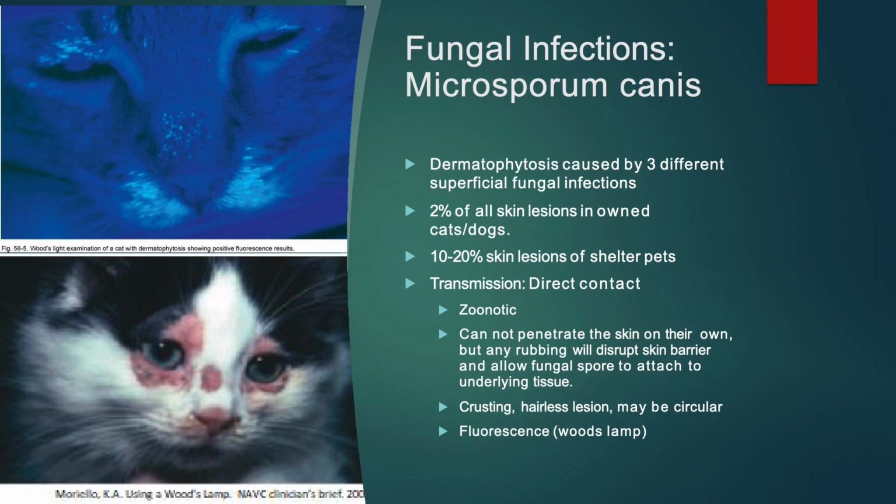A lot of these we can find in asymptomatic animals, okay? We really only worry about it when they're symptomatic. Once again, for the general population out there, maybe only 2% of skin lesions are actually going to be a fungal infection. But in shelter animals, for some reason, that seems to jump up to 10 to 20%, probably based on the life where they came from, why they came into us.